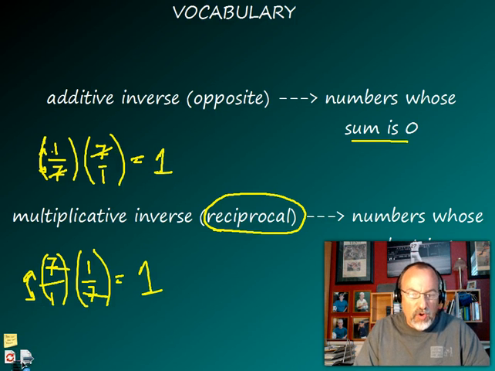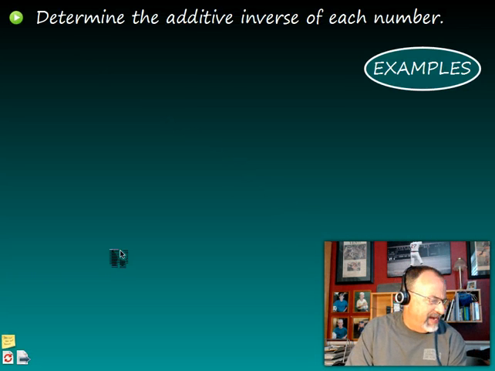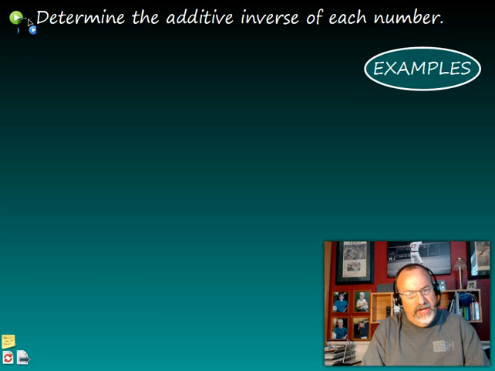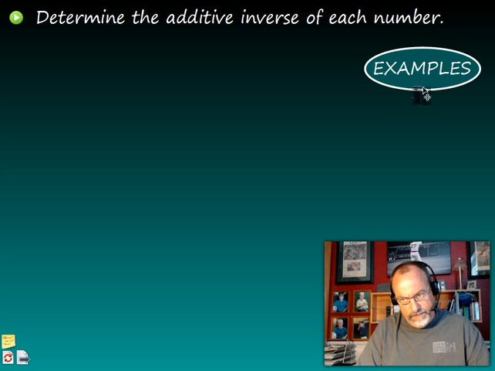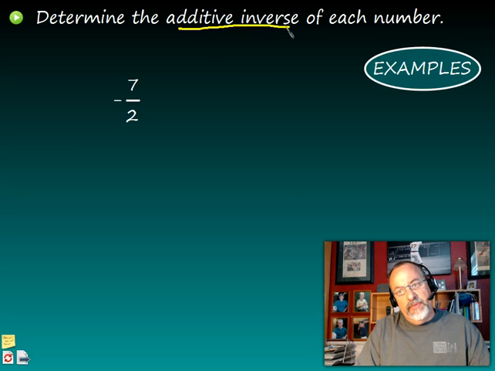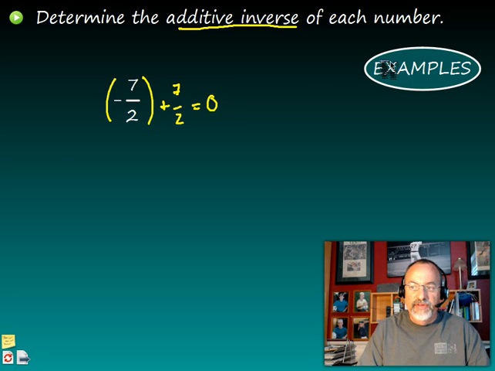Let me go ahead and do a couple quick examples. I will actually do another video, I think, where I do some lesson problems so that you can see how these work together. But let me do a couple in this video. So what would be the additive inverse? Remember, additive inverse means just the opposite. So what is the opposite of -7/2? Well, you just change that sign, so it'd be +7/2. And what do I get when I add -7/2 to +7/2? That equals 0, so I have the additive inverse.